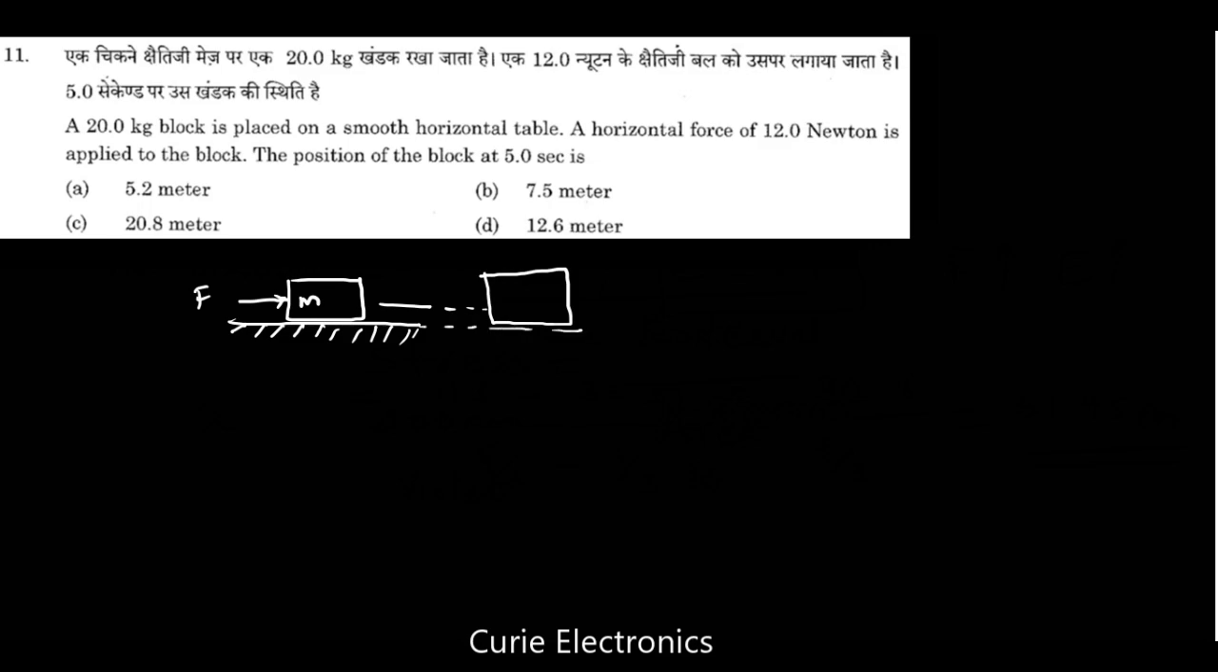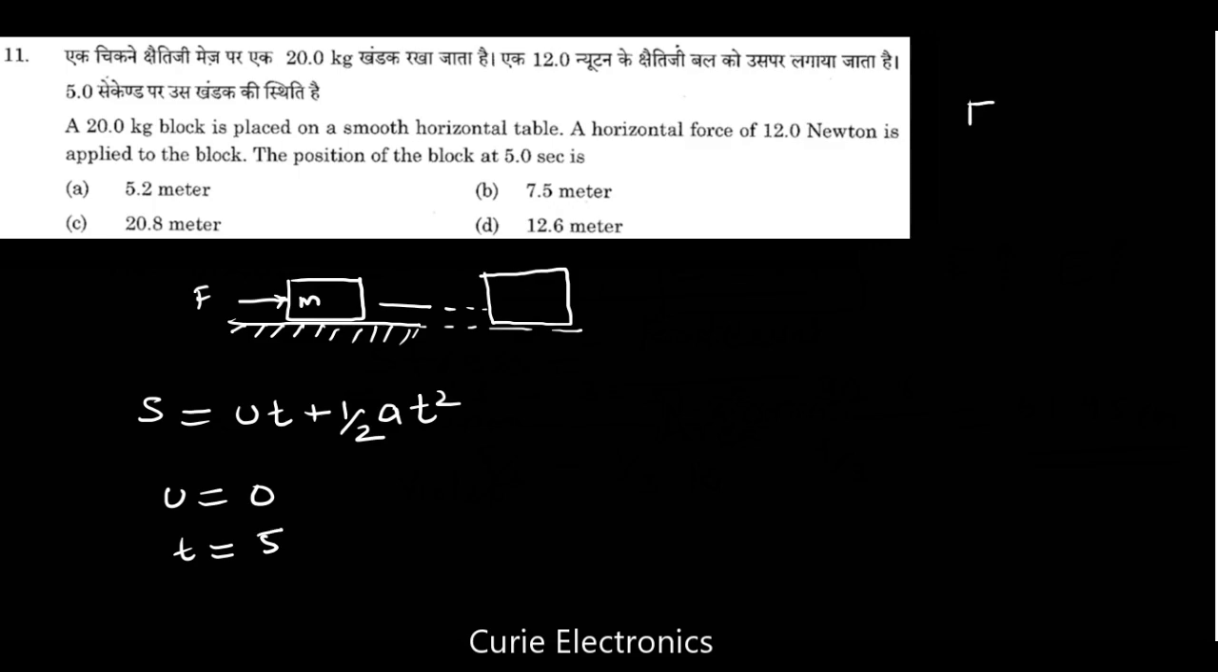The position of the block, that means the distance, we have to find. To find the distance, we can use the equation S equals ut plus half at square. We know the initial velocity u is 0, because the block was placed at rest. So u equals 0. Time is given, t equals 5 seconds. But acceleration we don't know; acceleration we have to find.